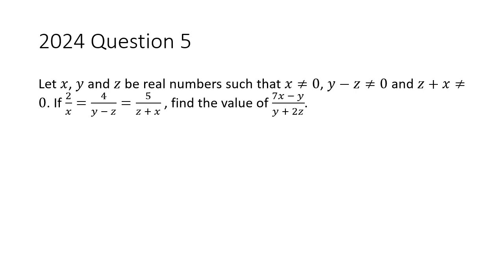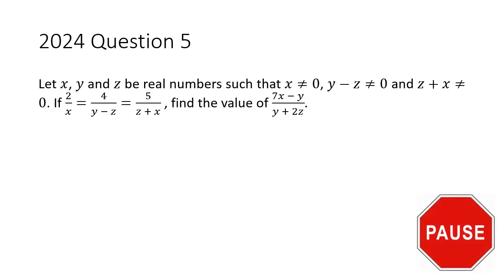Question 5. Let x, y, and z be real numbers where x cannot be 0, y minus z cannot be 0, z plus x cannot be 0, and we're given 2 over x equals 4 over y minus z equals 5 over z plus x, and we want the value of 7x minus y over y plus 2z. So pause the video here and give this question a good try.